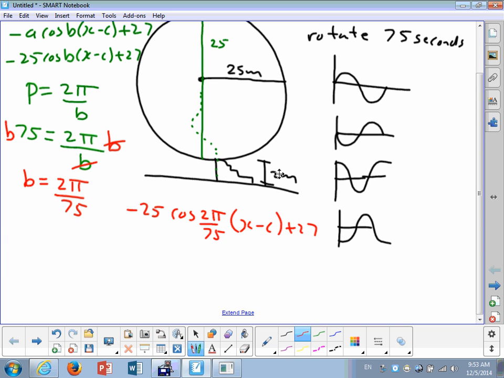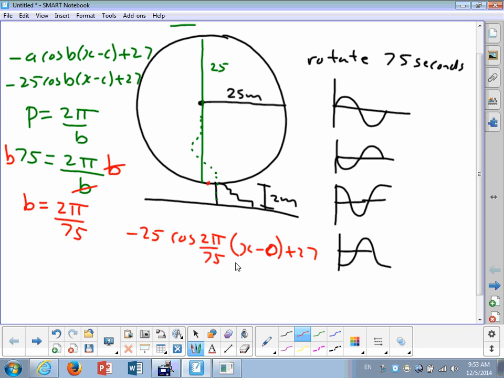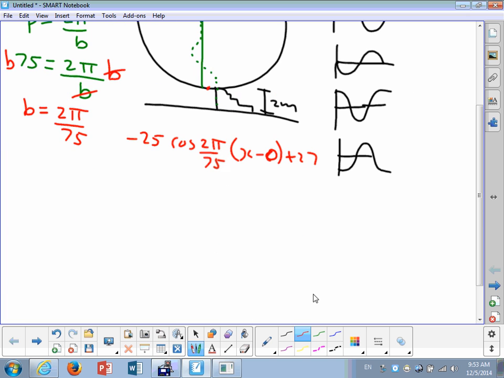Now we've got to figure out what kind of phase shift I need. Well, the really nice part about picking a negative cosine graph is that it'll start exactly at the bottom. So I actually have no phase shift. So we have just developed a trigonometric equation to represent a Ferris wheel question, where this all represents the height of this Ferris wheel at any time.